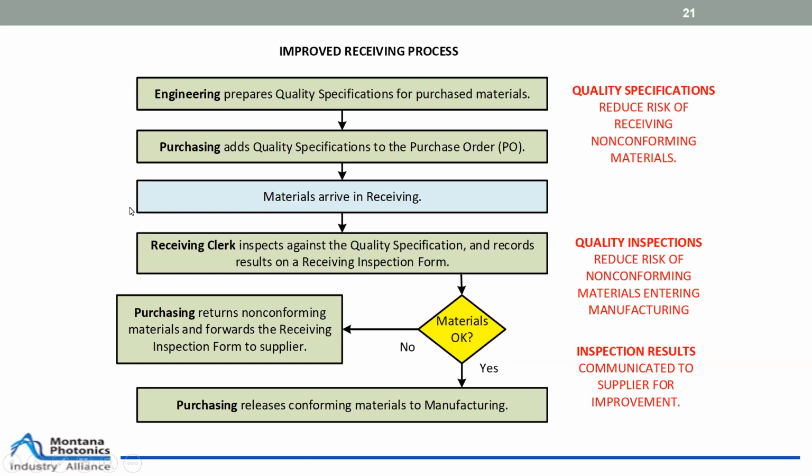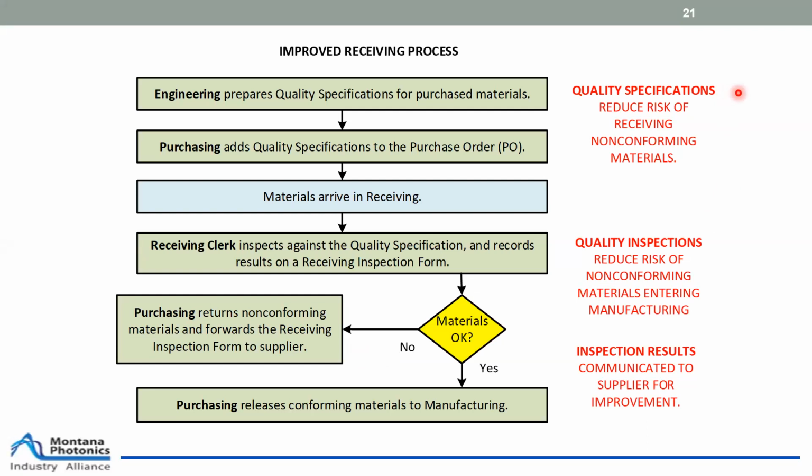Now we have the improved receiving inspection. Engineering prepares quality specifications for purchased materials. Purchasing adds those specifications to the purchase orders, and as before, materials arrive in receiving. Now, the receiving clerk inspects against the quality specification and records the results on a receiving inspection form. If the materials are good, they're released to production. Non-conforming materials are returned to the supplier, and purchasing forwards the receiving inspection form to the supplier.